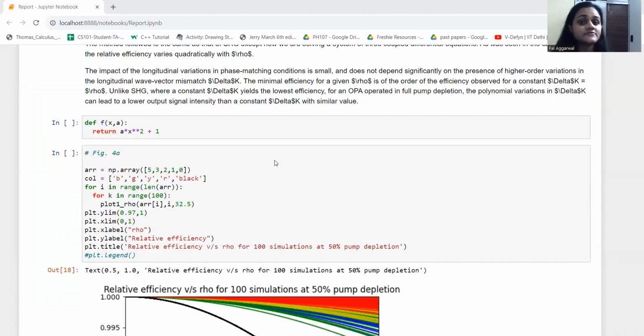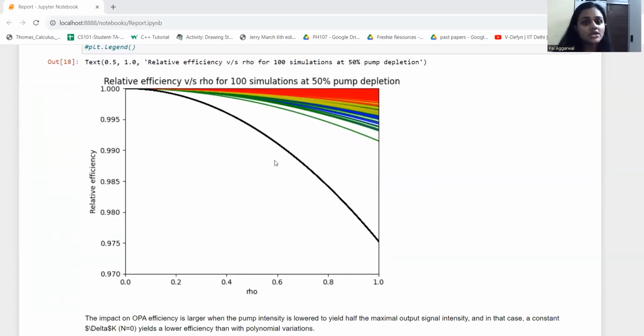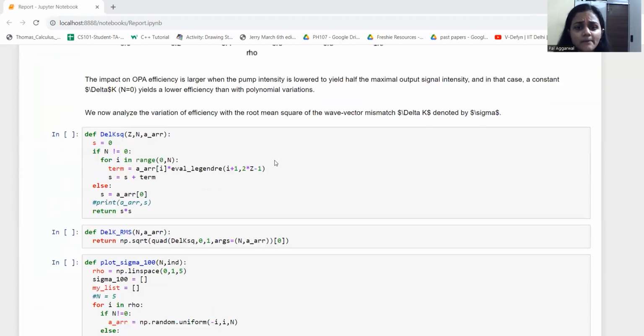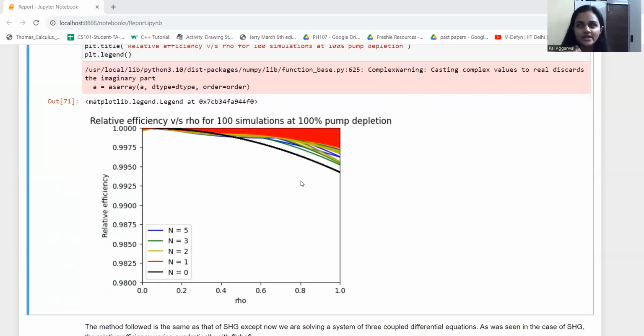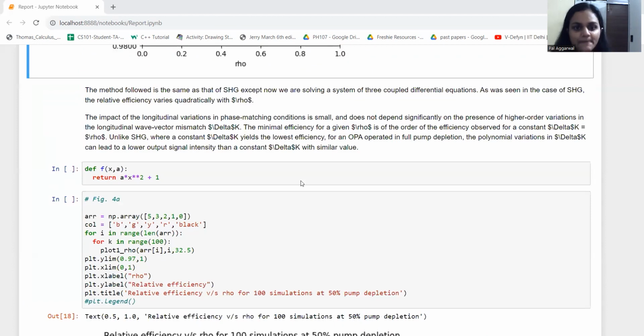Then a similar plot for the 50% efficiency case is shown here. In this case, we see that the dip for n equal to 0 is actually significant as compared to the other orders. And we see that for the other orders, the decrease is not as much as it was in the case of SHG. But in the first graph, we saw that the minimum for the higher orders, that is the higher values of n, can actually be comparable with the n equal to 0.